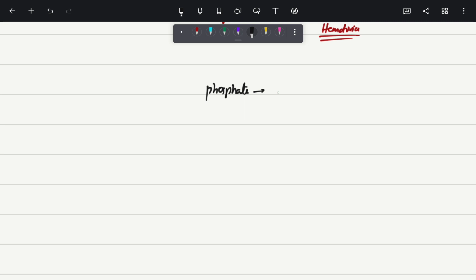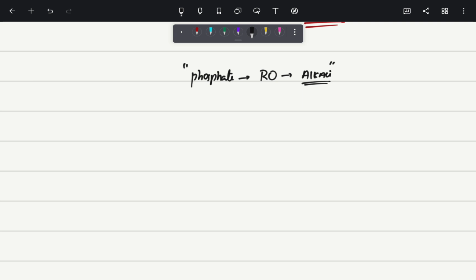Now these phosphate stones are radio opaque. It means they will appear white, and they are alkali stones. This is very important. Compared to the calcium oxalate stones, phosphate stones are smooth surfaced. Hence there will be no hematuria most of the time.